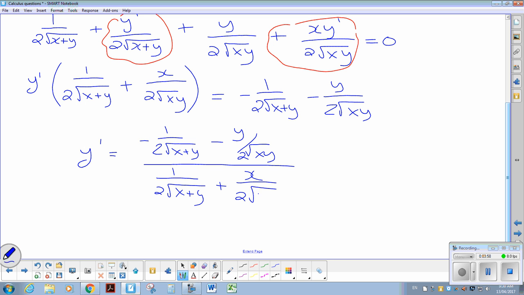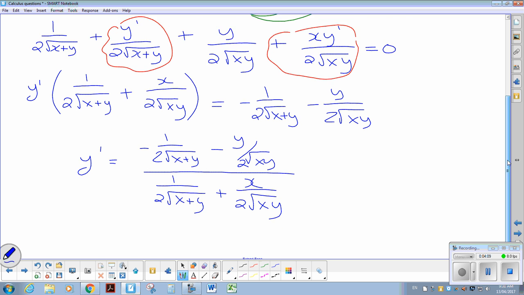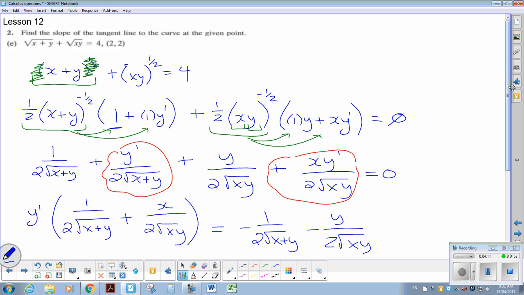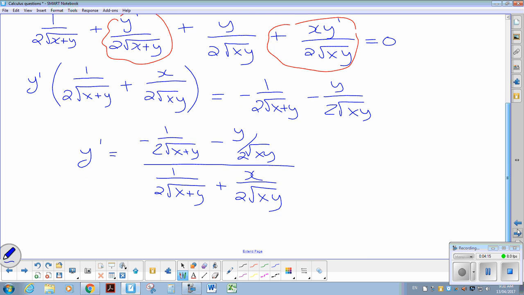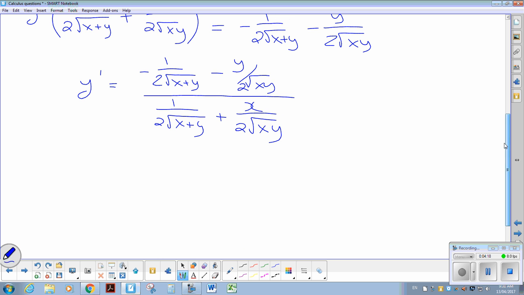Now you can get common denominator and everything, but we're just substituting in the value of interest here, so let's not be too silly getting common denominator. Let's do our substitution at this point. The coordinate that we're interested in is at the point (2, 2). So we'll do our substitution at this point, save ourselves some time.